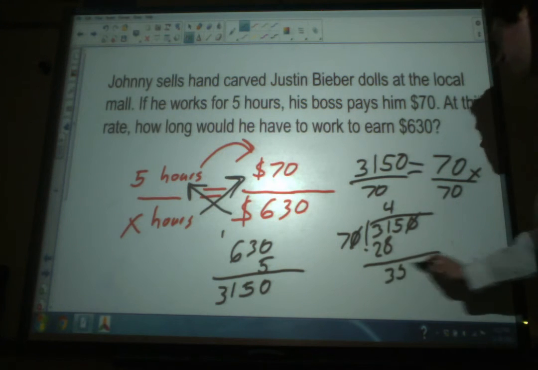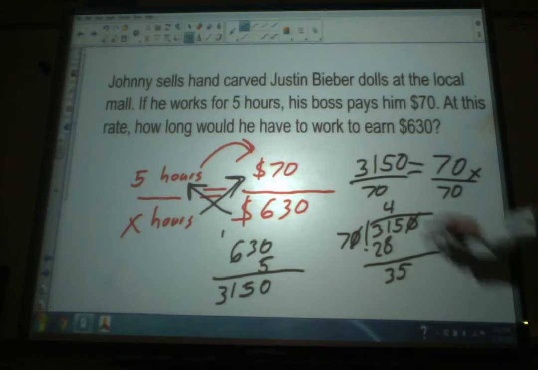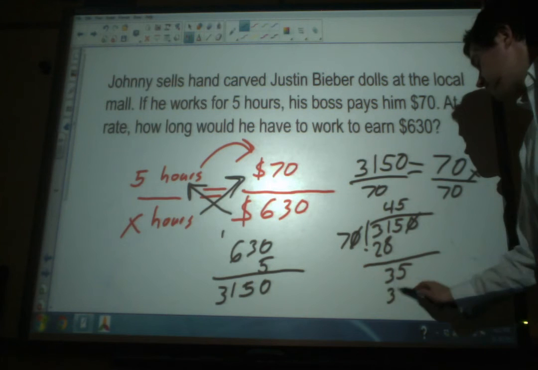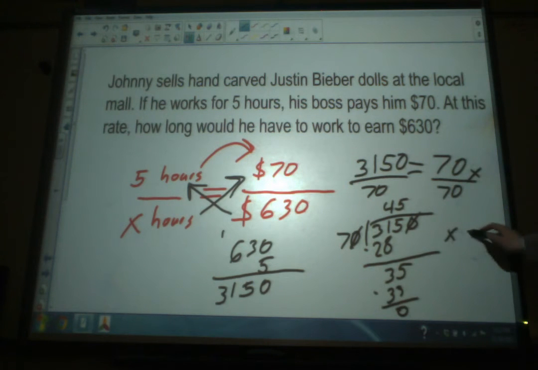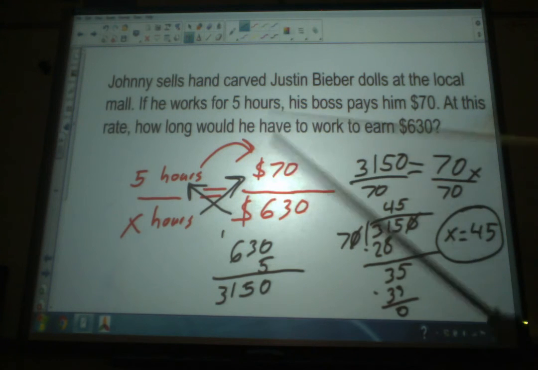And how many times does 7 go into 35? That would be 5. So, our answer is x equals 45. How long would he have to work to earn $630? 45 hours. And there we go, we've solved our direct proportion.